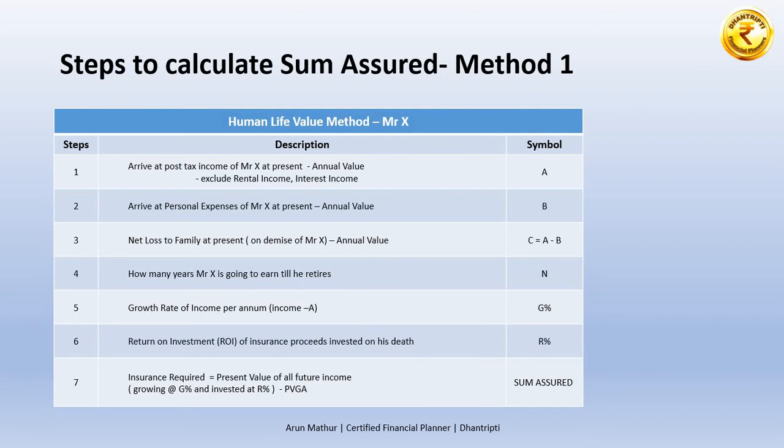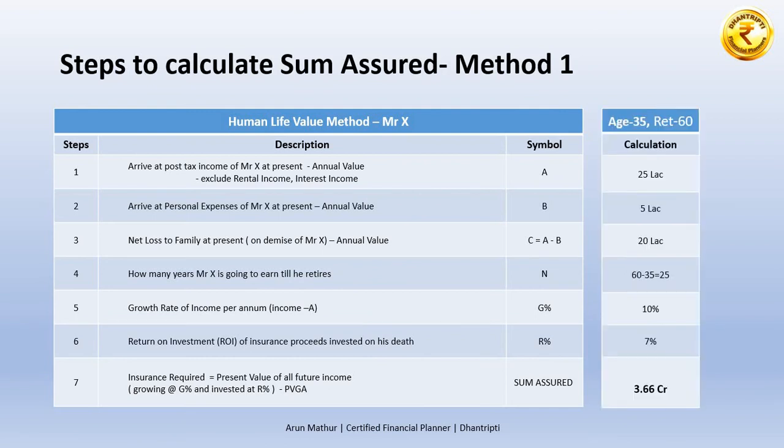Let us again understand this with the help of an example. Suppose Mr. X is now age 35 and he will retire at the age of 60. His present income is 25 lakhs, that is the net income after tax, and his present annual expenses are 5 lakhs. So the loss to the family on a per year basis if Mr. X dies is 20 lakhs. And suppose he has n years of working life left.